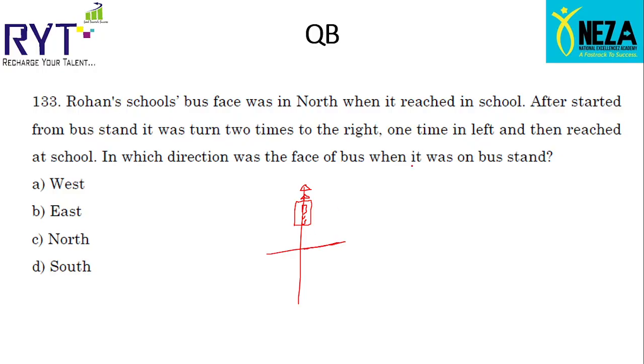So, can we say 2 right, 1 left means 1 right? It's like 2 plus 1 minus. 1 minus 1 plus gets cancelled. 1 plus remains. So 1 right remains. So after taking 1 right, it came to north, which means it was earlier in west direction. So when it was in bus stand, it was facing west direction.